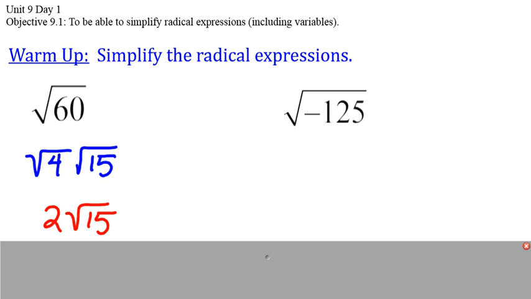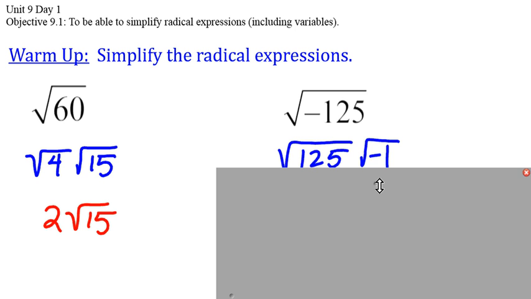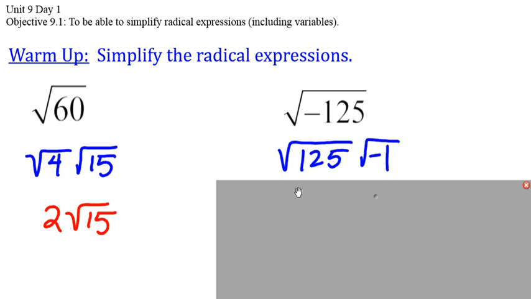Our second one, the square root of negative 125. We said anytime there was a negative underneath the radical, we wanted to rewrite it, so it was a positive times the square root of negative 1. Then we ask ourselves, again, like we did before in the last problem, are there any perfect square factors associated with this value, 125, which we know is 25 times 5.